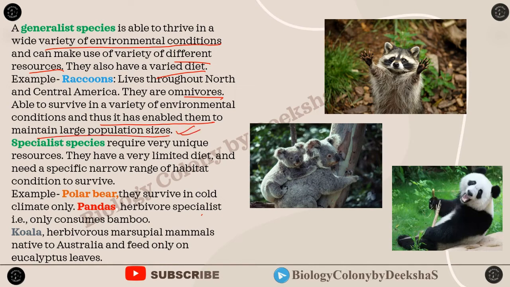While specialist species require very unique resources. They have a very limited diet and a narrow range of habitat. So examples are polar bear, they survive in cold climate only, while pandas, they are herbivores and they eat only bamboos. And koalas, these are herbivorous marsupial mammals found in Australia and they feed only on eucalyptus leaves. So these are the examples and definitions of generalist and specialist.